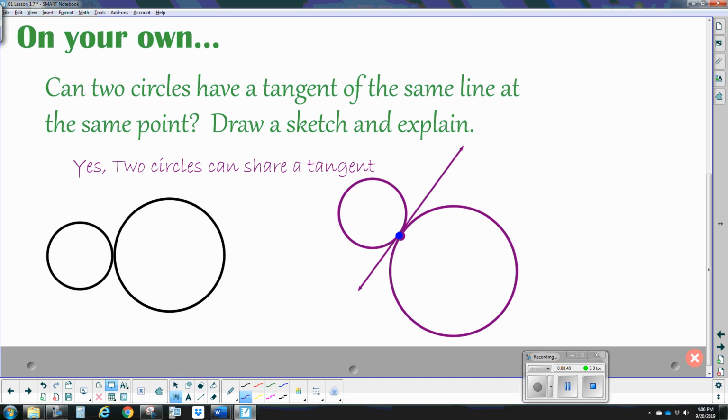And they touch at this point right here. So I can draw a line through that point so that the line does not cross through the circle, but it just simply touches it. Okay, so I could do that in a variety of different diagrams that look pretty much the same, but maybe just have a little variance, maybe the size of the circles or the location of the shared point. But yes, two circles can share a tangent.